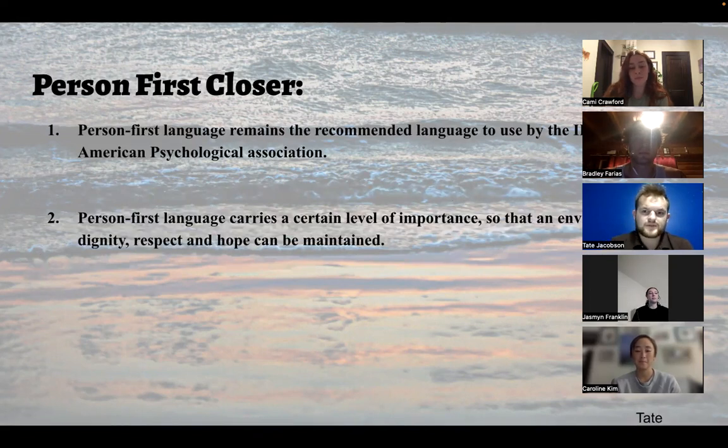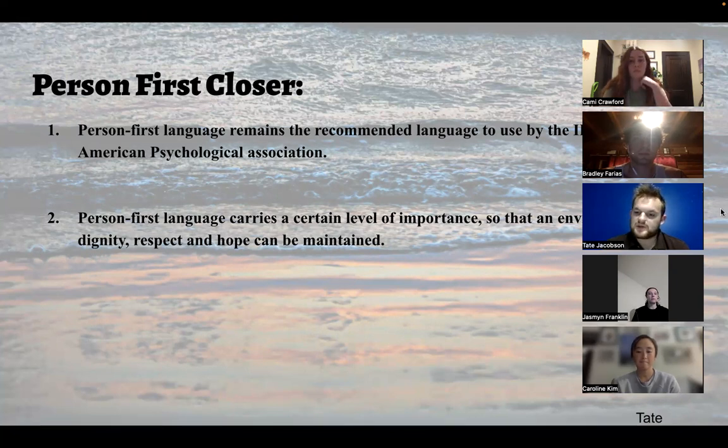Hello. Here are the 2 points that we feel can be salvaged from this debate. First, person first language remains the recommended language to use by the IDEA and the American Psychological Association. Although it may be seen as a negative connotation, highly respected associations can still be seen using this type of language. And number 2, person first language carries a certain level of importance so that an environment of dignity, respect, and hope can be maintained.